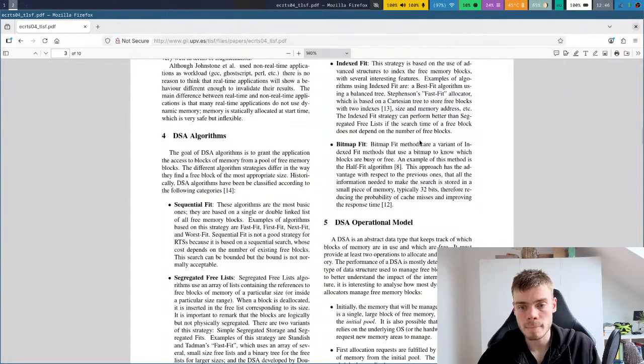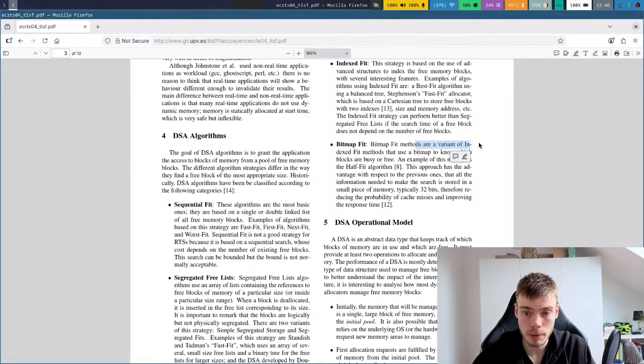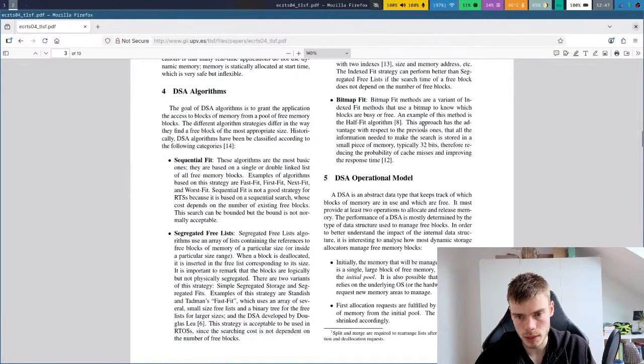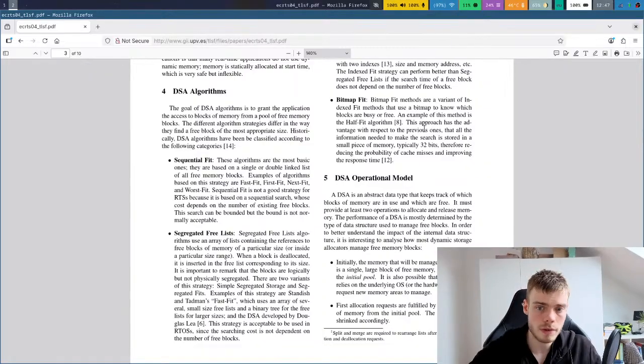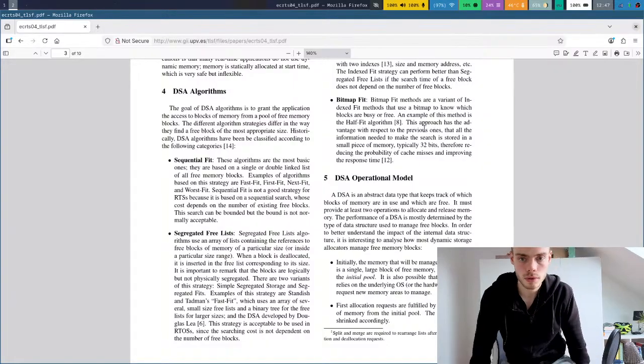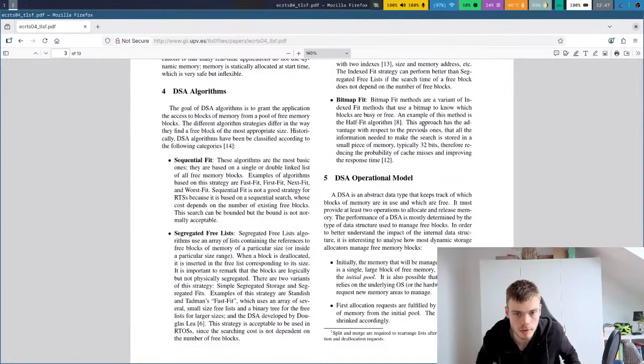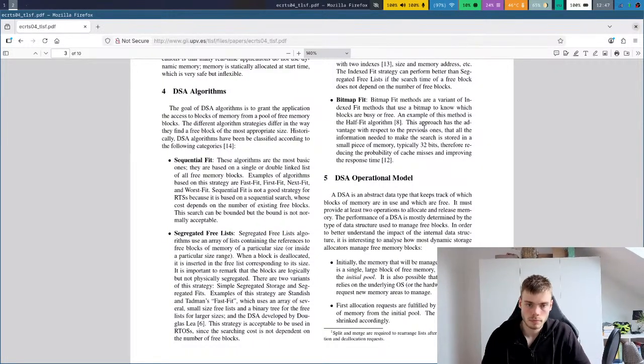Bitmap fit. Bitmap fit methods are a variant of indexed fit methods. They use a bitmap to know which blocks are busy or free. An example of this method is the two-level segregated fit. This approach has the advantage over previous ones that all the information needed to search is stored in a small piece of memory, typically 32 bits, therefore reducing the probability of cache misses and improving the response time.